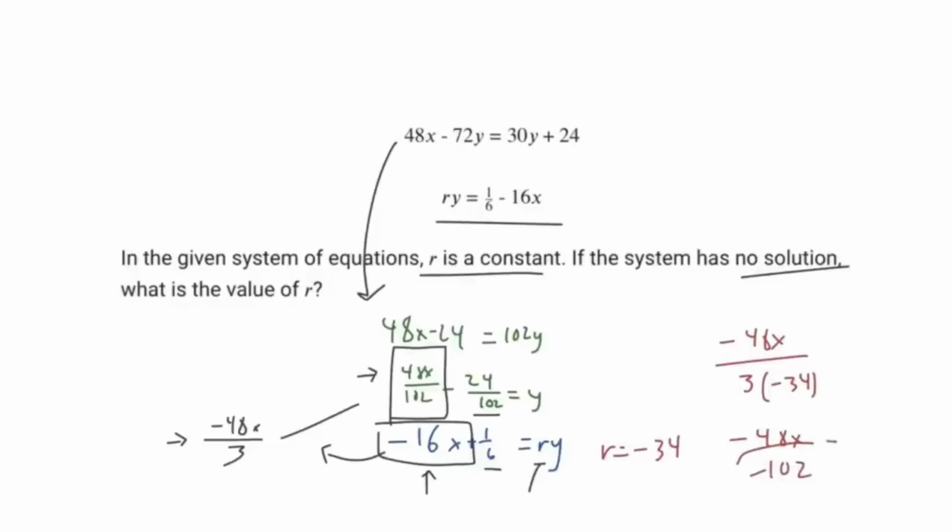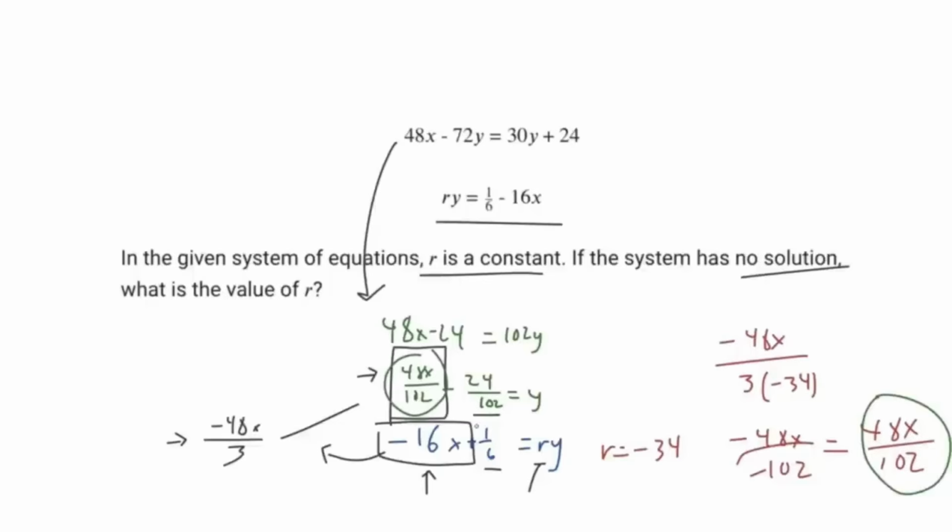So negative 102, or negative 48x over negative 102, like we said before, is the same thing as just 48x over 102. So we can see now that these slopes do line up, right? 48x over 102, 48x over 102. It's kind of messy, but you get the idea.